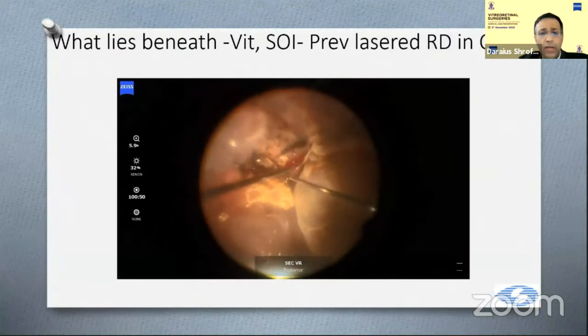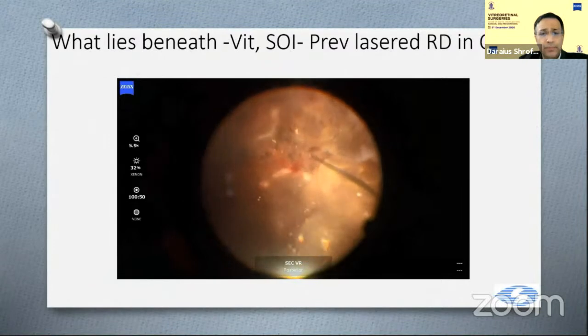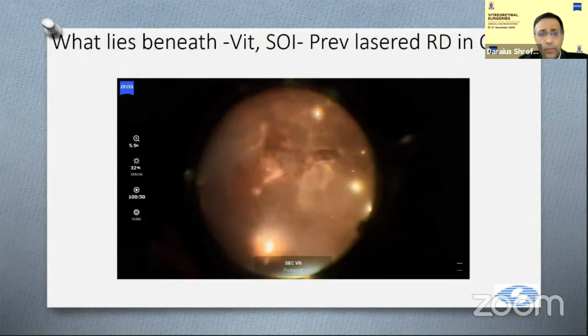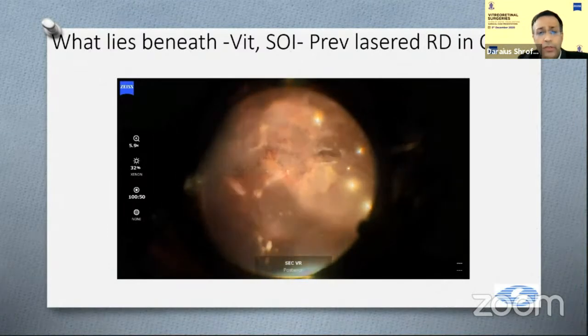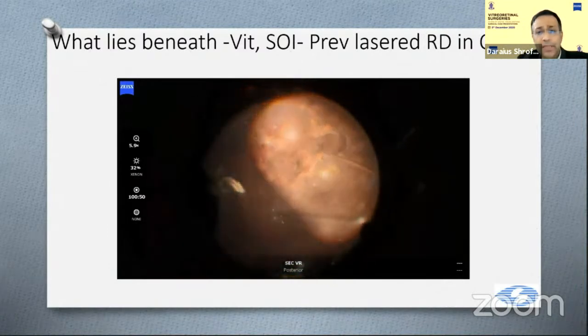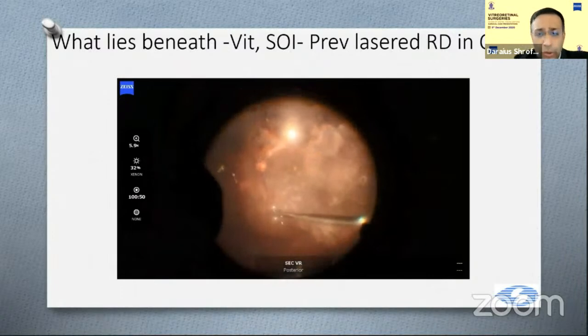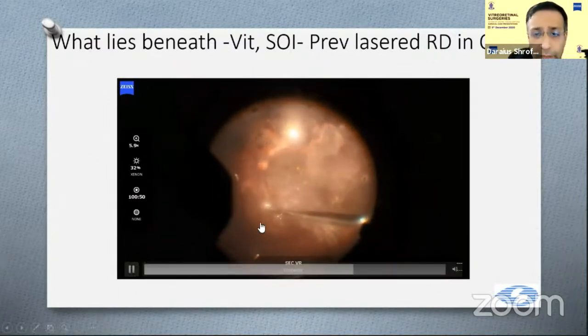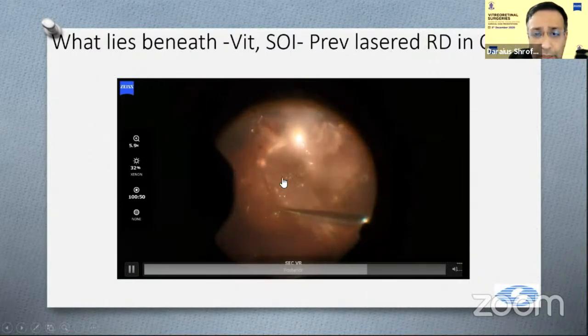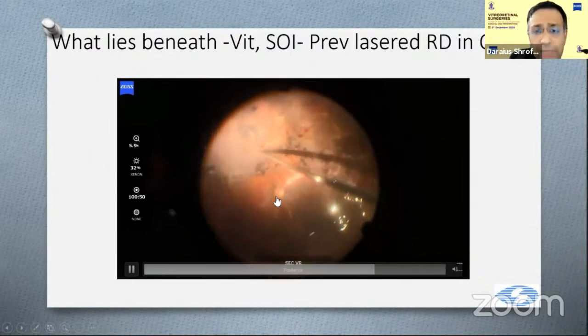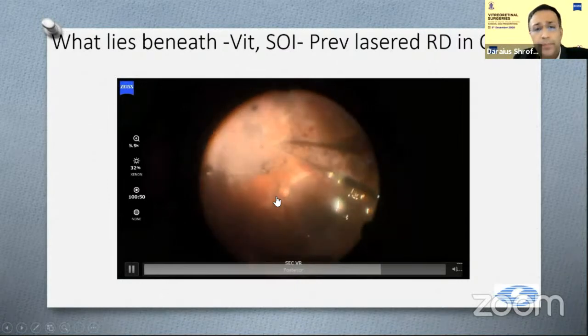And you can see how nicely it is visualized with the system. This is what allowed us to do it. Even now, you can see the fluid-air exchange taking place. The break is settled, but now have a look at the posterior pole. We are there with the flute needle, and you can see these crystals migrating and going in. So this also helped remove all this material from the posterior pole.